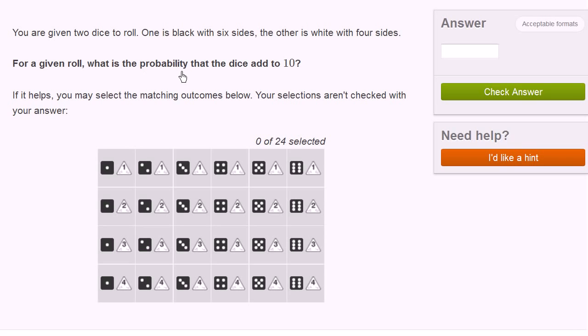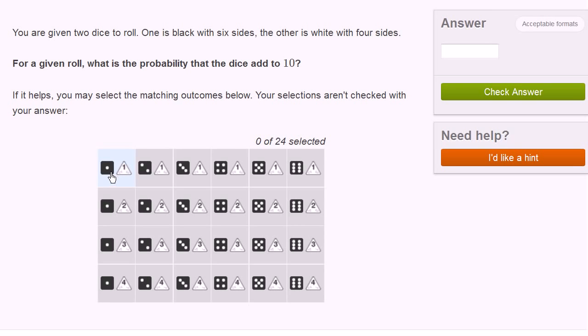For a given roll, what is the probability that the dice add up to 10? If it helps, you may select the matching outcomes below. Your selections aren't checked with your answer. So this might look a little bit strange at first. You're like, what is this triangle? This triangle is the face of the 4-sided die that is facing you. So this is the roll of the 4-sided die. And so this is a roll of 1 and 1. So those clearly are not adding up to 10.